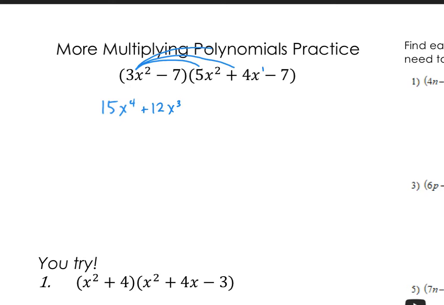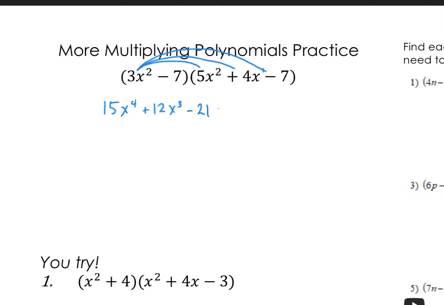And the last one is 3x squared times negative 7, that's going to be negative 21, and then we have x squared, and then we're going to distribute the negative 7 to each term, so negative 7 times 5 is negative 35x squared, negative 7 times 4x, that's negative 28x, and negative 7 times negative 7 is positive 49. Once you distribute, then you can combine like terms.